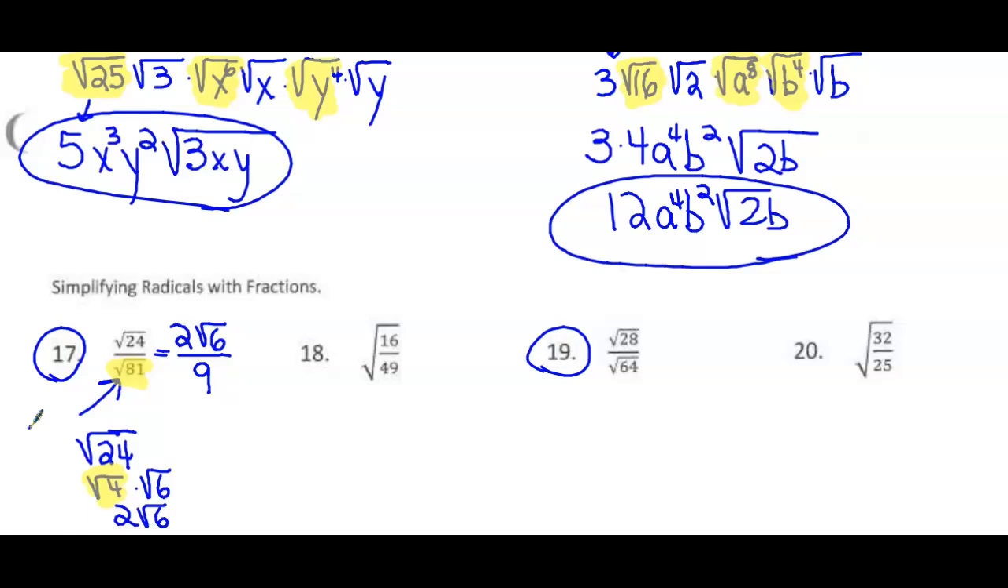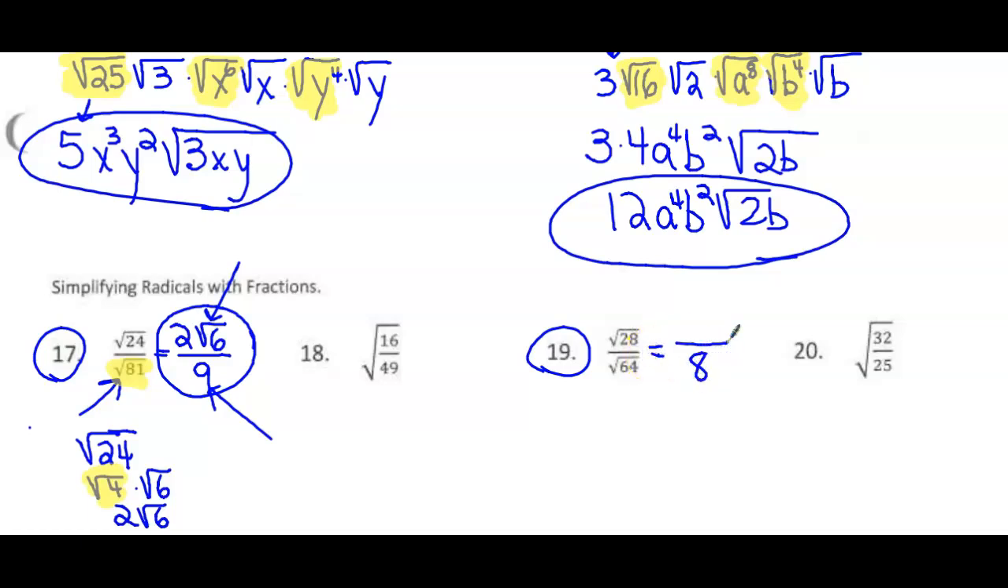The numbers on the outside here, 2 and 9, they cannot be simplified because 2 doesn't go into 9. And some people want to try to simplify the square root of 6 and 9, but if it's underneath the square root, you cannot simplify it with one not under the square root. Okay? Cannot. So on this last one, number 19, I noticed that the square root of 64, that's an 8.